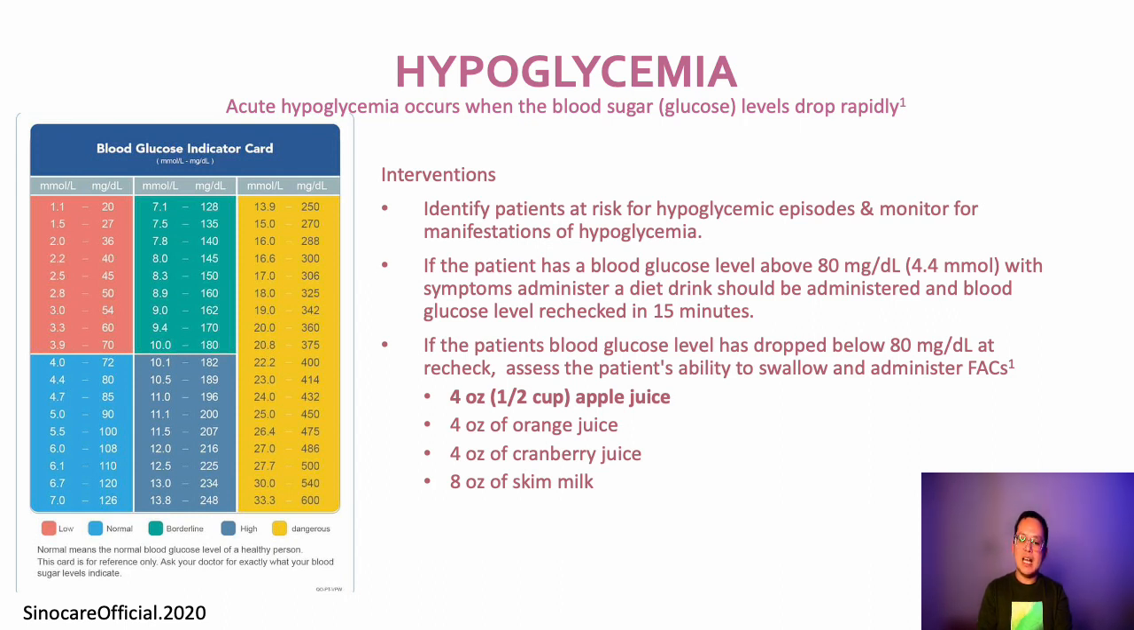FACs are fast-acting carbohydrates. So fast-acting carbohydrates are the following for sa among hospital: apple juice, orange juice, cranberry juice. So sa fridge naka-prepare gyud na siya. So ang akong suggestion is to give 4 ounces or 1/2 cup of apple juice. And why not orange juice, sir? Because orange juice has potassium. Kung ang pasyente naay problems sa kidney, makadaot ang potassium. So mao na ang apple juice ang akong safe. Kung wala apple juice, give cranberry juice or skim milk.